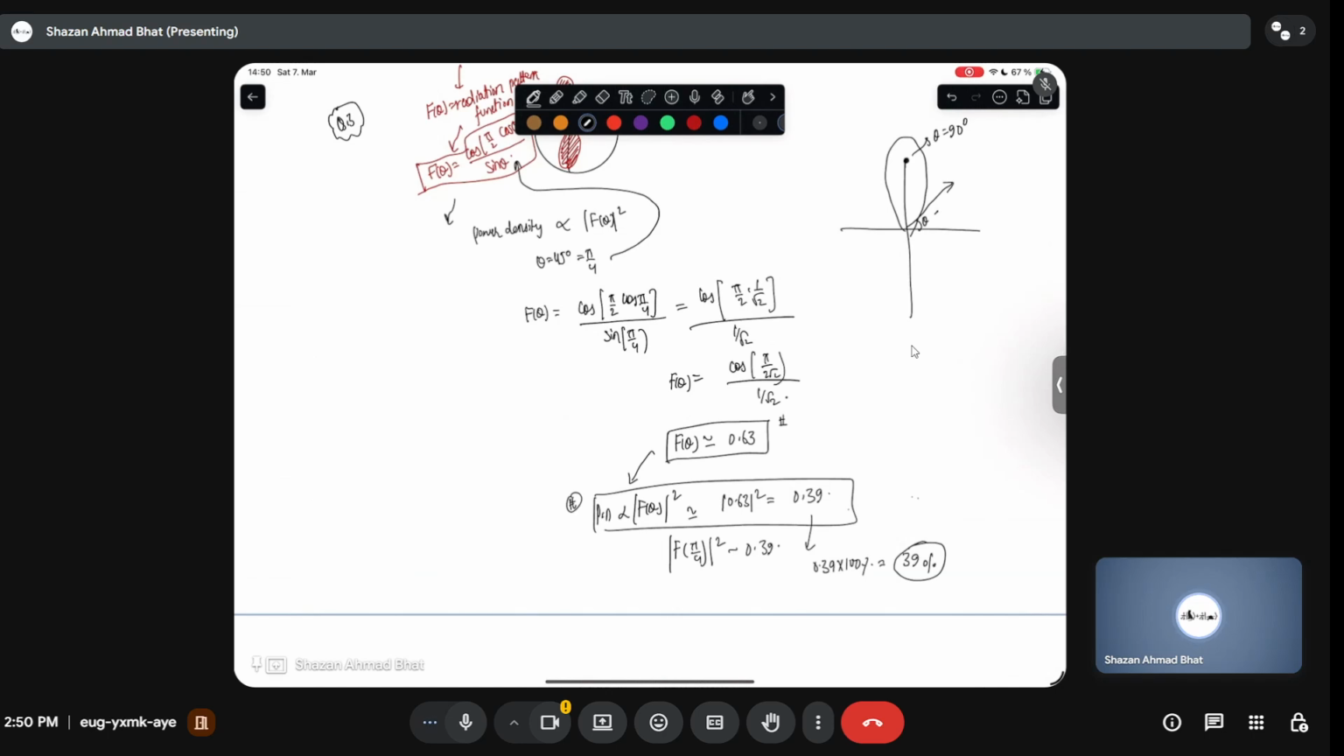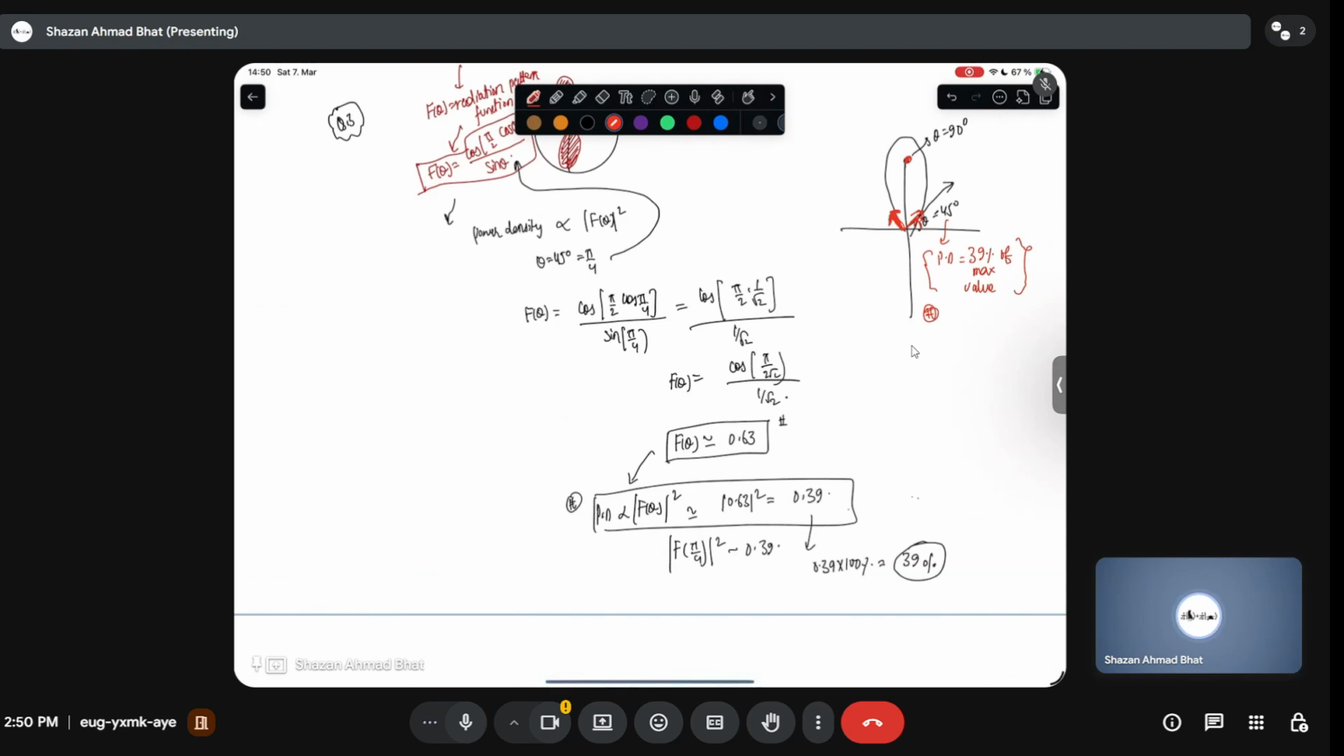At theta equals 45 degrees, at this particular theta, the power density is 39% of the maximum value, that means 39% of the value which you have at theta equals 90 degrees. So only 39% of the power is radiated at this 45-degree angle. Similarly, because it's symmetric, it will be the same at this angle, let's consider this as minus 45 degrees. So that is essentially the concept.